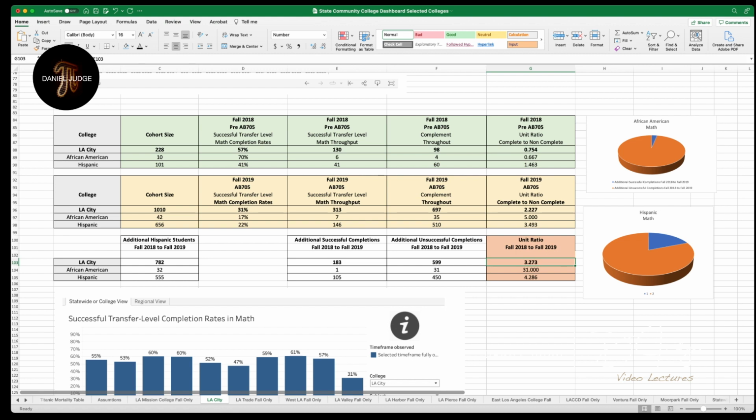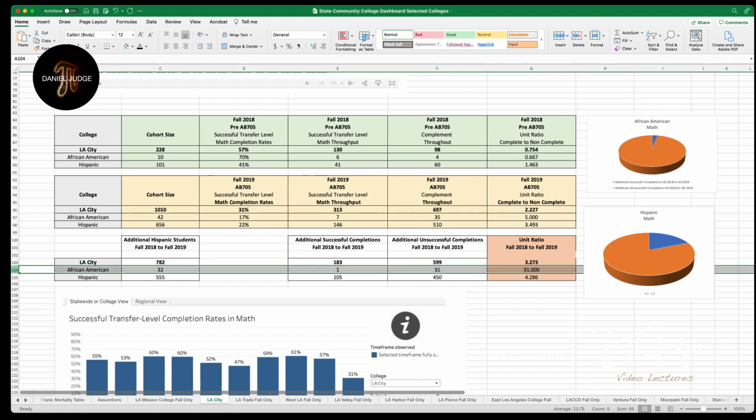If you look at African American students right in here, for every one African American student, 31 additional. Remember throughput? They got access of 32. 32 African American students were now able to take transfer level English and math in that first term. We got one additional student through. That's the throughput. This is what the proponents of AB1705 are saying this is about. We want equity. We got one African American student through, but they're not talking about the 31 who did not get through.